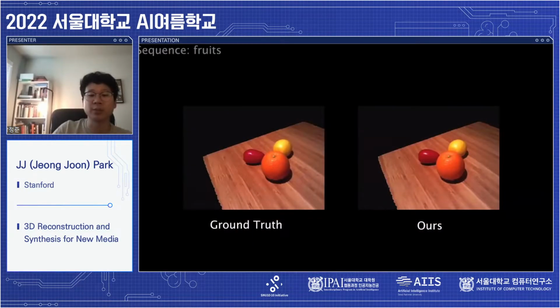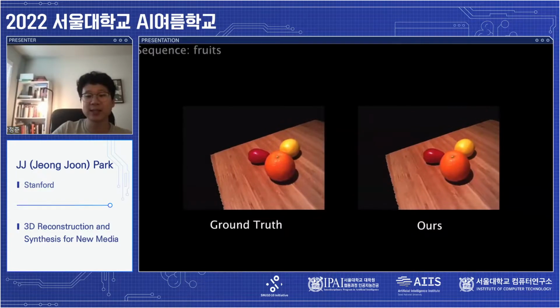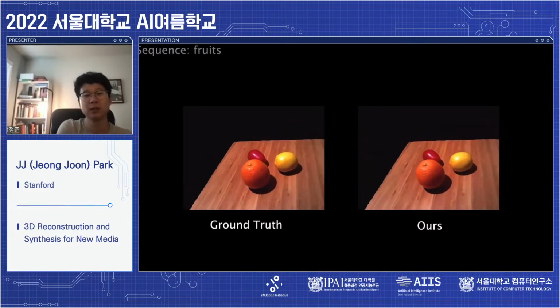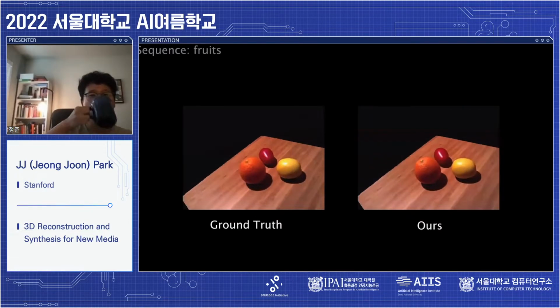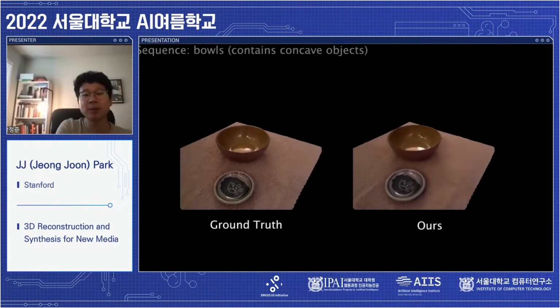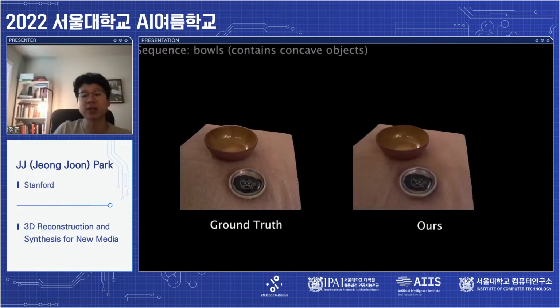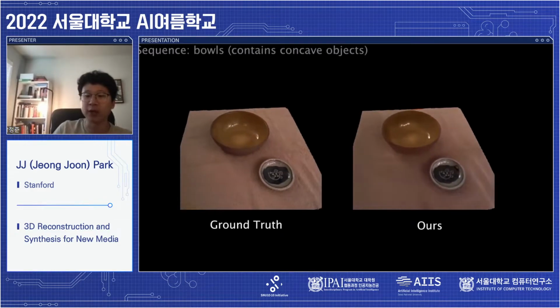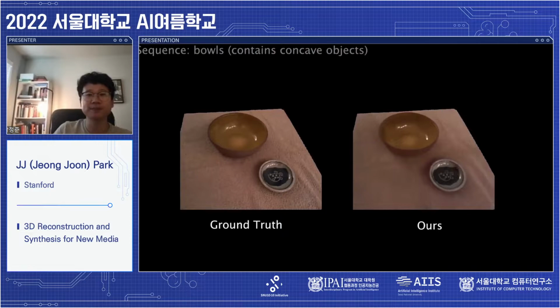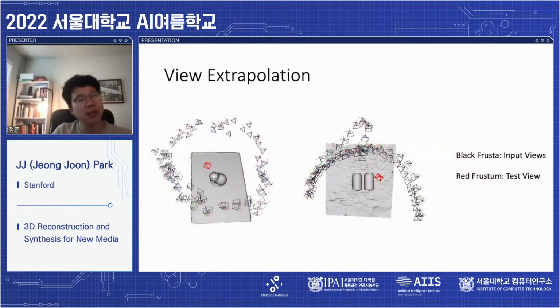This video shows some example results of the novelty synthesis. In this example, these concave balls contain interreflections that are often ignored by most other existing works. Because we use physical models of specular highlights, our method is especially robust at view extrapolation, which is the task of predicting views that are very far from input views.